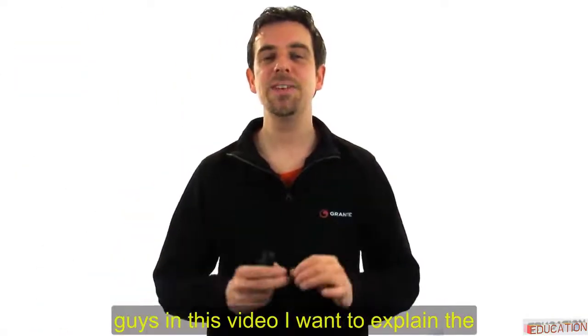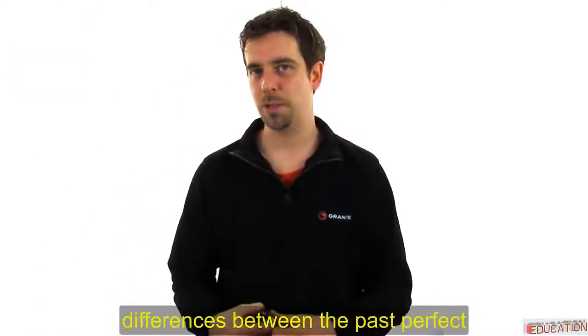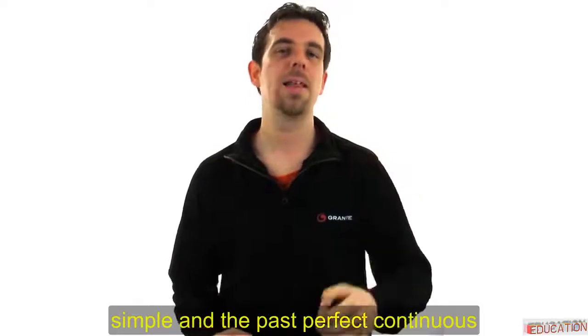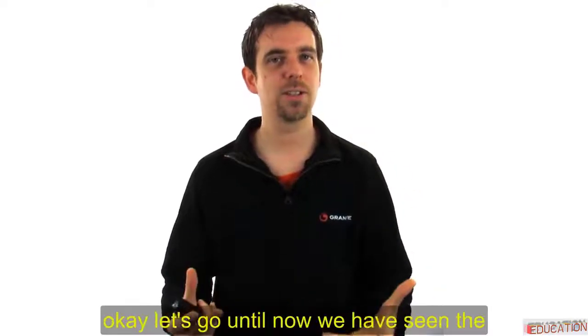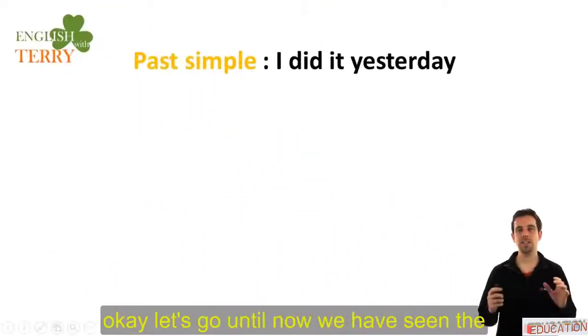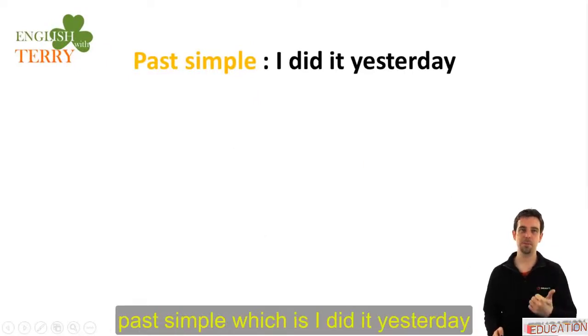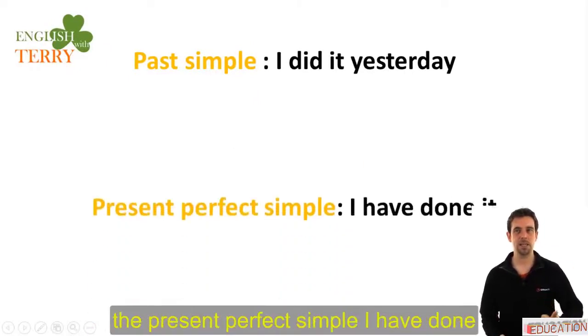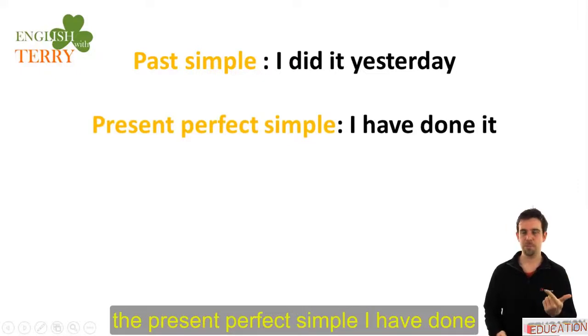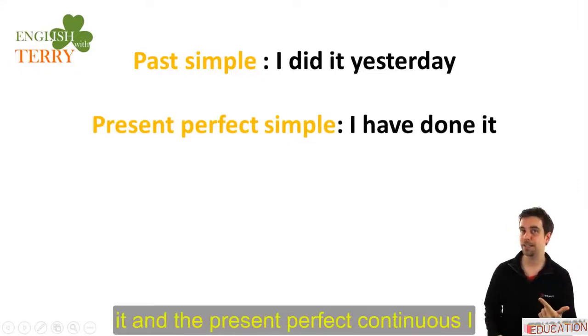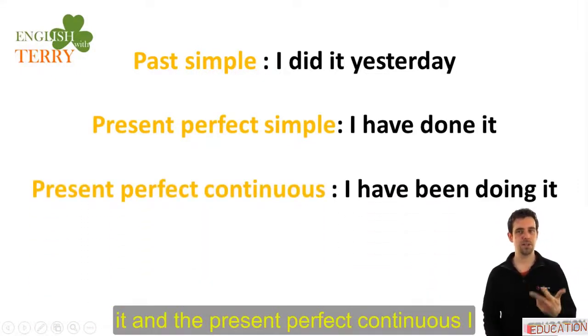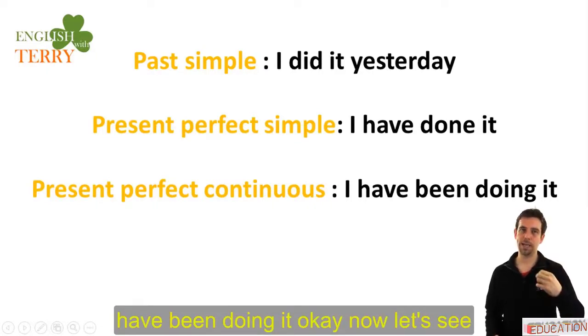Hey guys, in this video I want to explain the differences between the past perfect simple and the past perfect continuous. Okay, let's go. Until now we have seen the past simple, which is I did it yesterday. The present perfect simple is I have done it. And the present perfect continuous, I have been doing it.